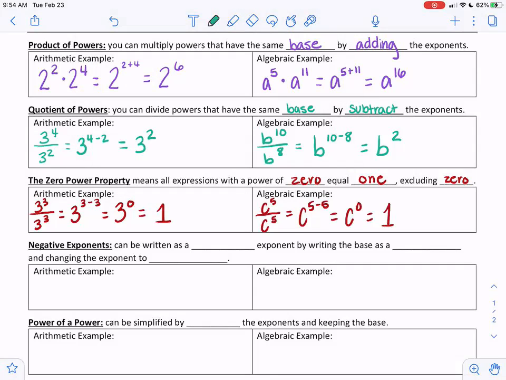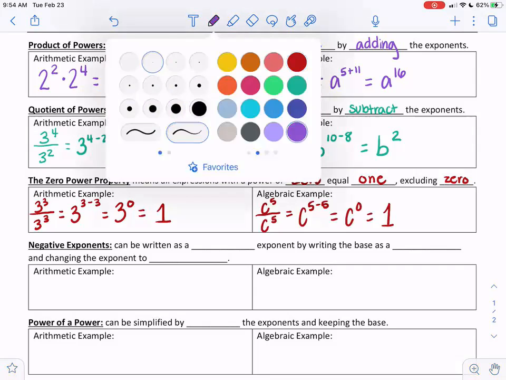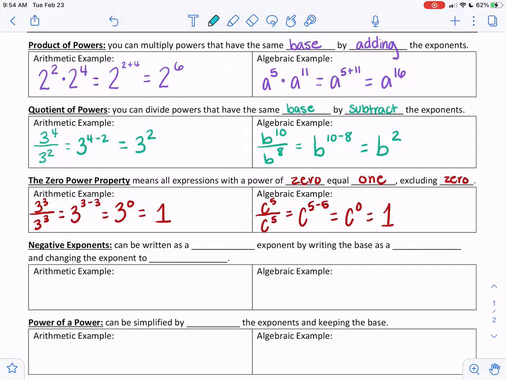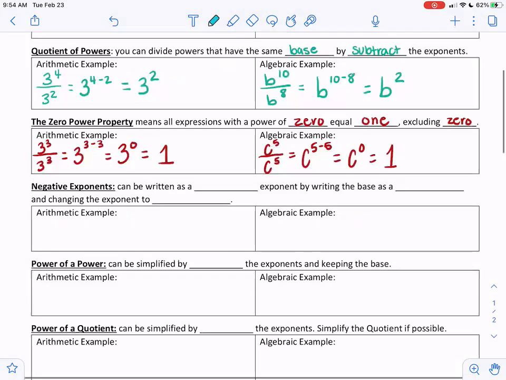Okay, so now let's go ahead and do our next one. I'm running out of colors already. Our negative exponents. Anytime you have a negative exponent, it can be rewritten as a positive exponent by writing the base as a reciprocal and changing the exponent to a positive. Let's talk about what I mean by that.